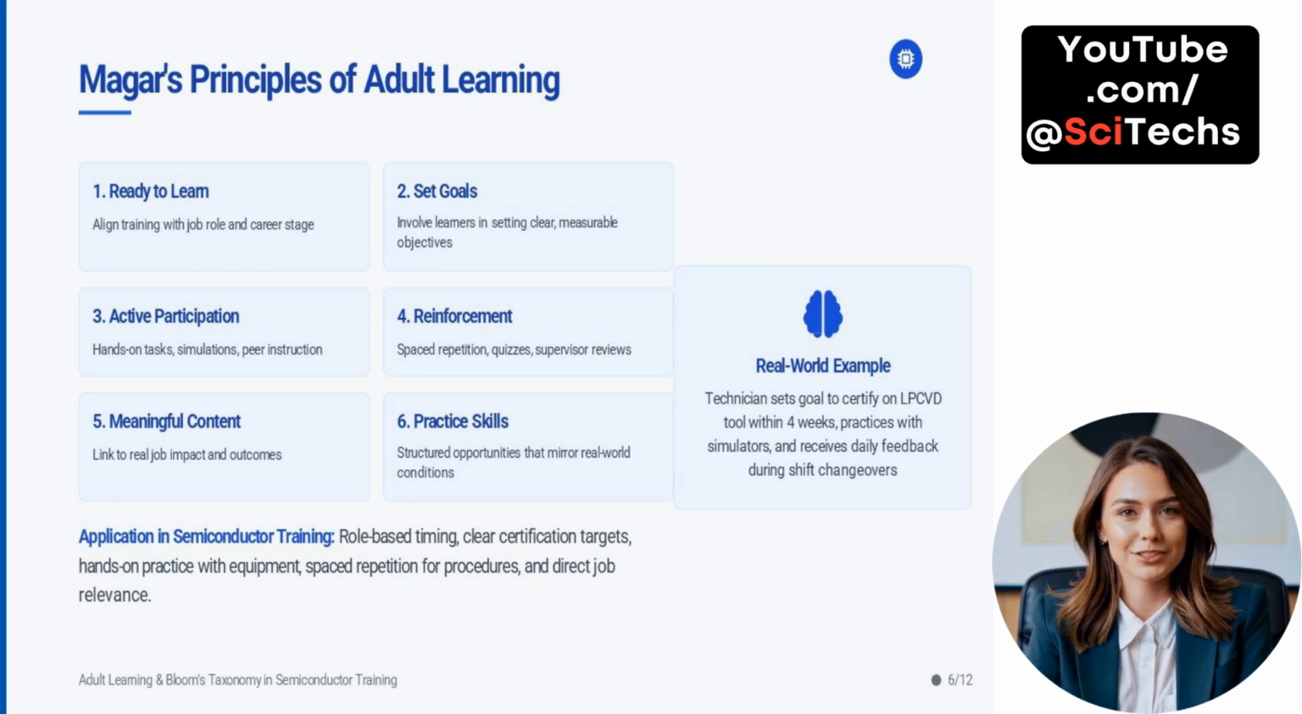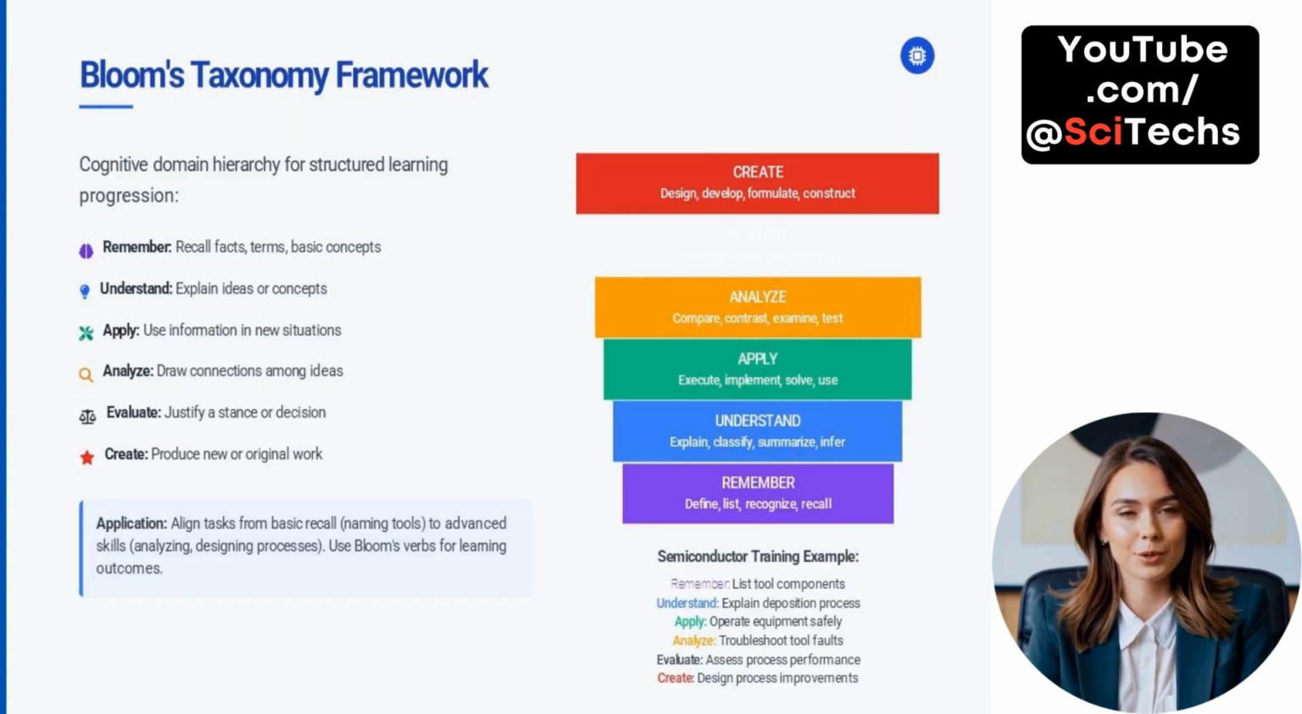Consider the technician who uses a simulator, daily feedback, and goal tracking to get certified on LPCVD tools within 4 weeks, a clear model of Magar in action. Bloom's Taxonomy Framework. Bloom's taxonomy organizes learning from basic recall to complex creation, forming a scaffolded structure ideal for technical training. At the base is remember, such as listing tool parts or naming gases used in deposition. Next is understand, explaining how plasma reacts with process gases during PECVD. The third level, apply, involves hands-on tool operation, such as performing recipe edits or aligning wafer cassettes.